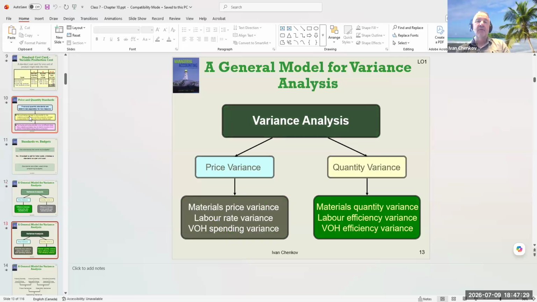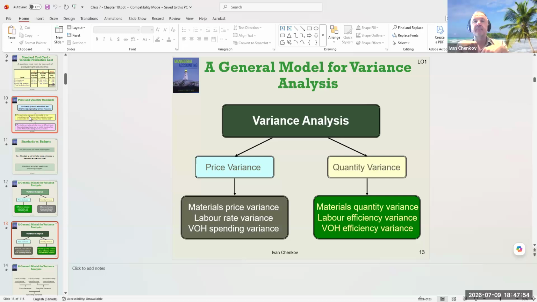And we found out that for the materials, when the price changes from standard to the actual, we're going to have material price variance. When the quantity changes between the standard quantity that we're supposed to use to produce our products versus the actual quantity that we're using to produce our products, we're going to have the material quantity variance.